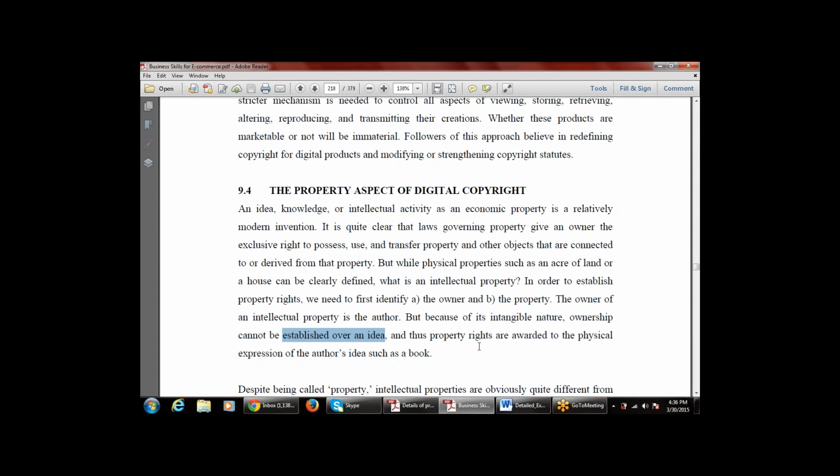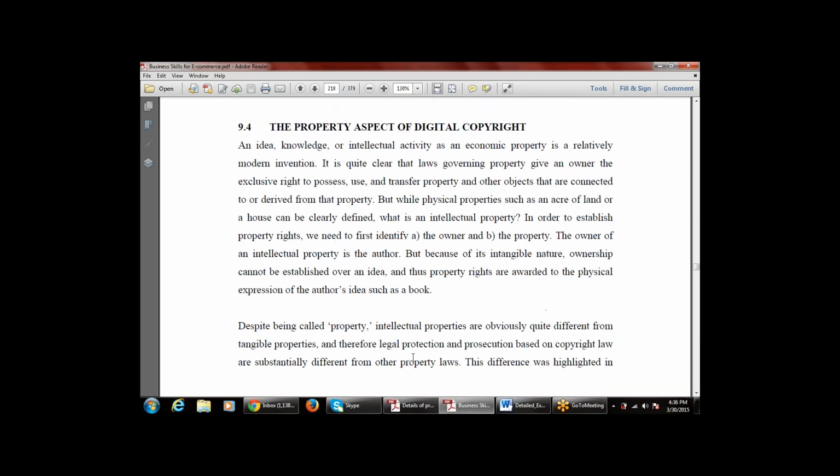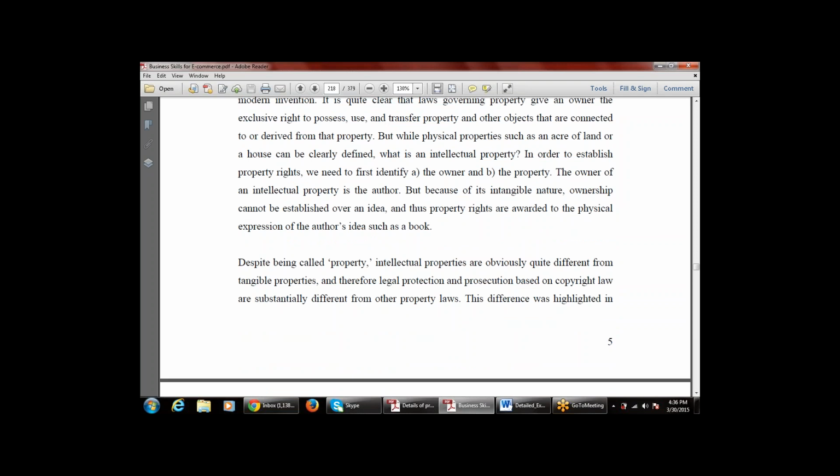The owner of the intellectual property is the author, and because of the intangible nature, ownership cannot be established over an idea. Therefore property rights are awarded to the physical expressions of the author's idea, such as a book. That is, intellectual property is only applicable to the physical content, not to the intangible content. Despite being called property, intellectual properties are quite different from tangible property, and therefore legal protection and prosecution based on copyright laws are substantially different from other property laws.